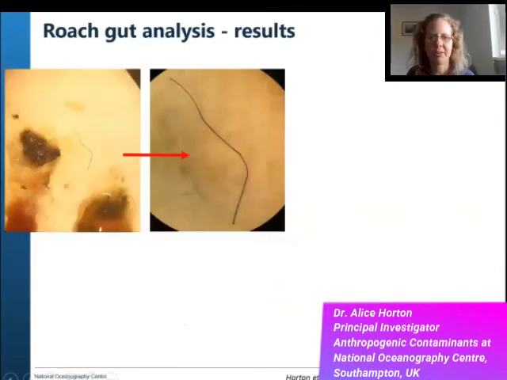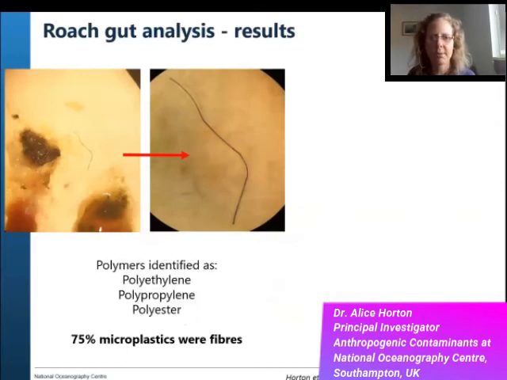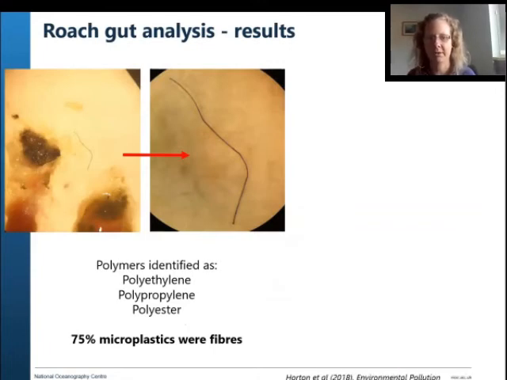So the results were that I found plastics, especially fibres, within the roach. Polymers were identified as being polyethylene, polypropylene and polyester, and actually around 75% of the particles that I found within the fish were fibres. Around 1/3 of the fish that I analysed had at least one microplastic particle within their guts.